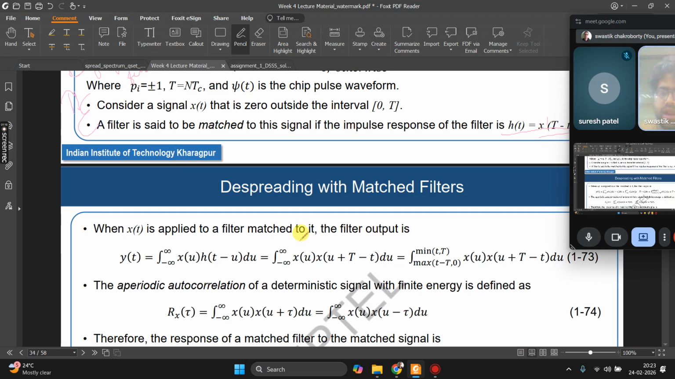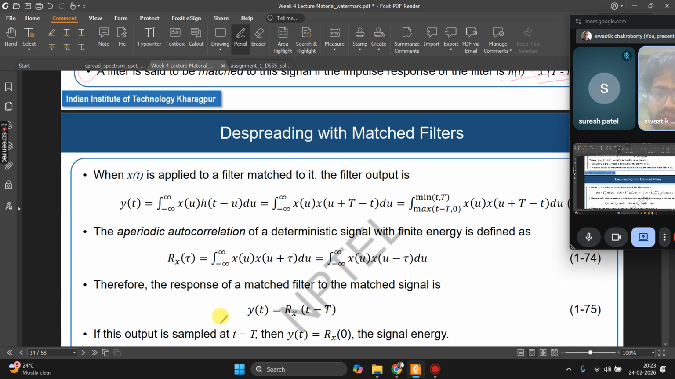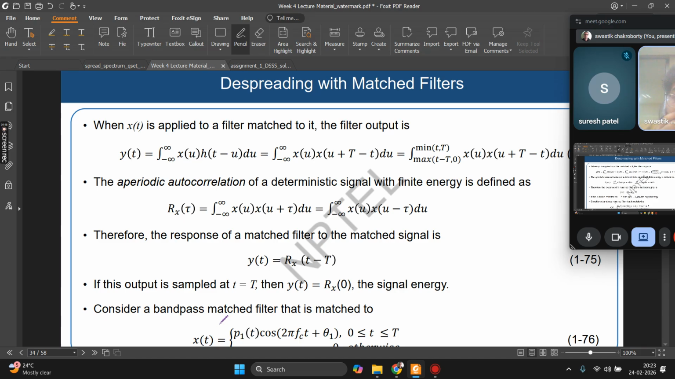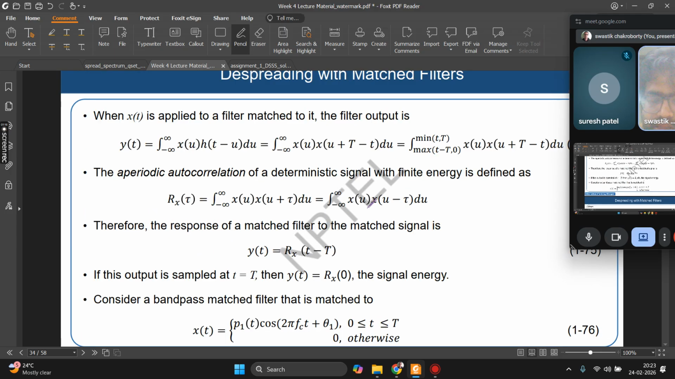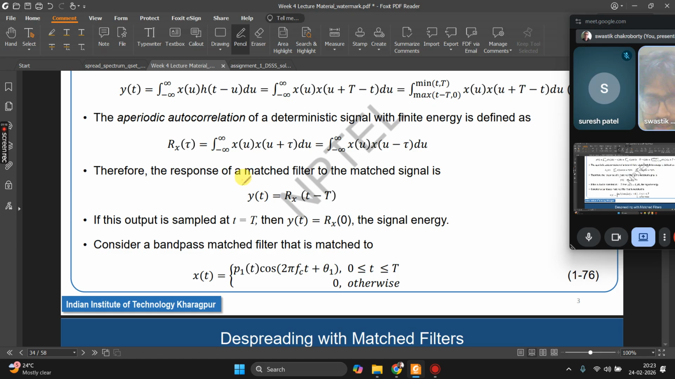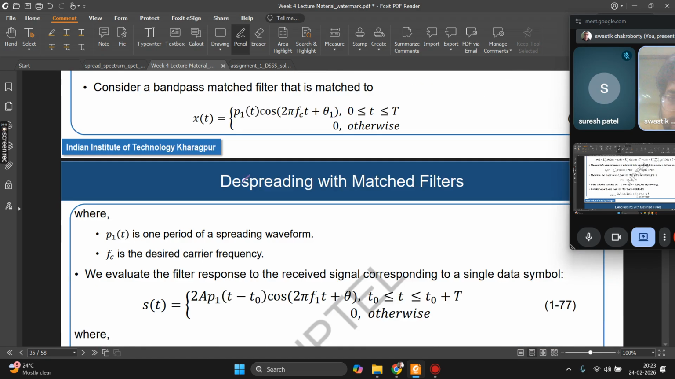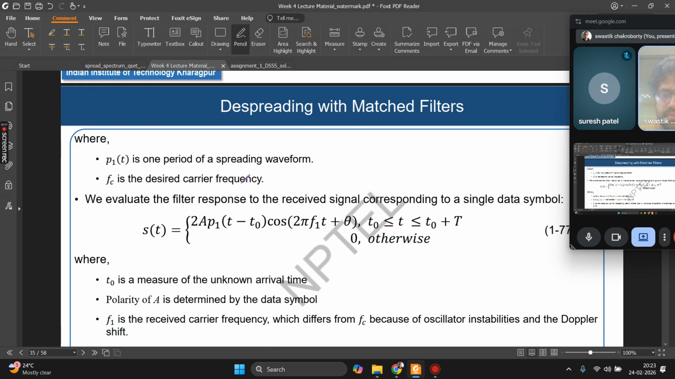When x(t) is applied to a filter matched to it, the filter output is given by this function, and the autocorrelation is given by the autocorrelation definition. So this is the matched filter response, and it is shown to be good for synchronization and for good autocorrelation.